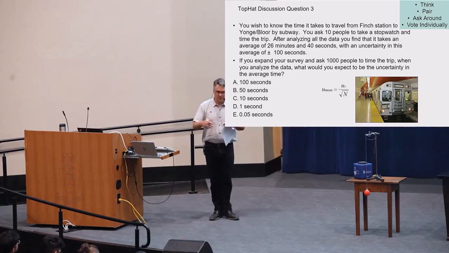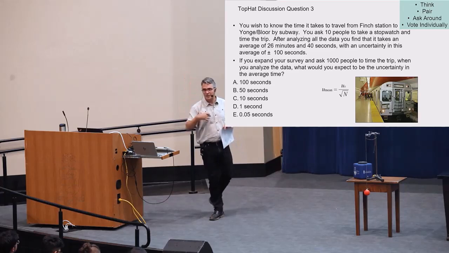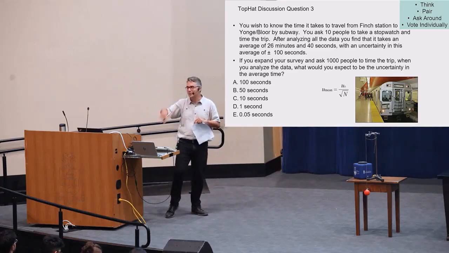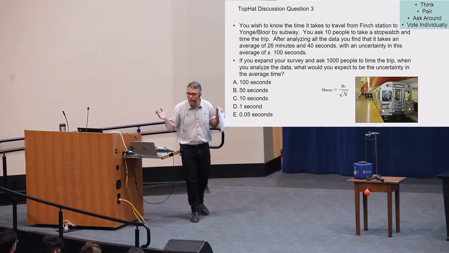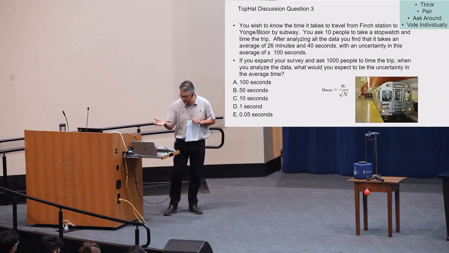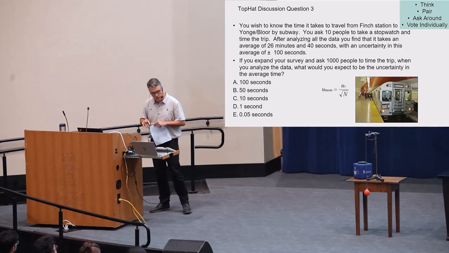And as part of your grant application, you want to say, what should be your new uncertainty in the time it takes to get from Finch to Young Bloor, assuming, again, Gaussian statistics, which I'm not sure apply to the TTC, because there might be lots of weird things that happen in the TTC. But if it did, what would you expect to be the new uncertainty?